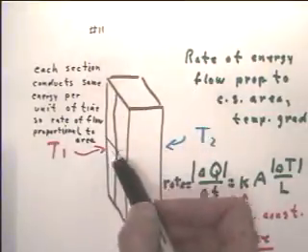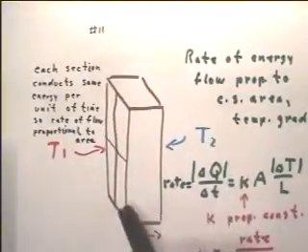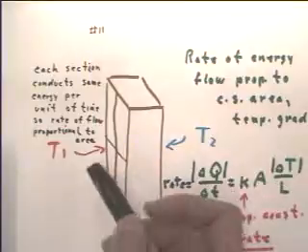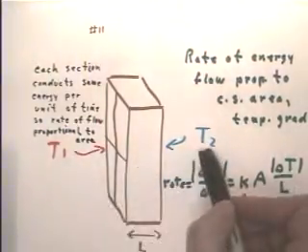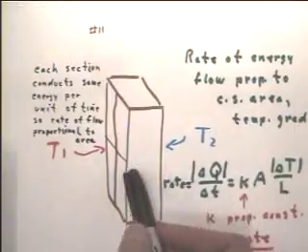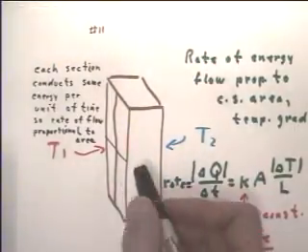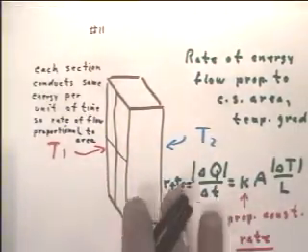Let's say the wall is divided into equal areas. This is only a section of a big wall, and this side has been held at temperature T1 for a long time, this one at temperature T2, so we have this nice linear temperature gradient across here.